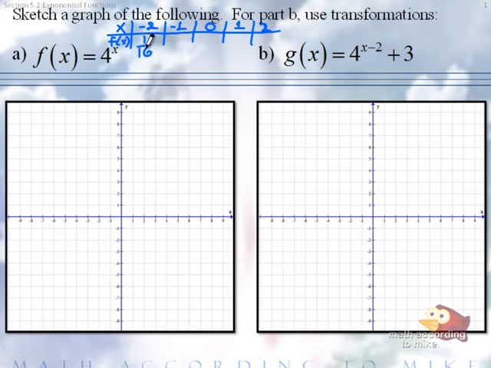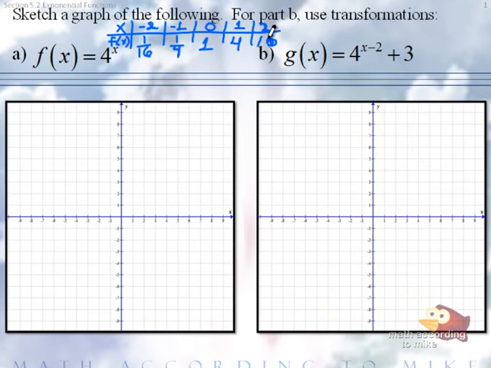And -1. And 0. And 1. And 2. Which is off of our graph, but that's okay. Oh, that's a 16 there.